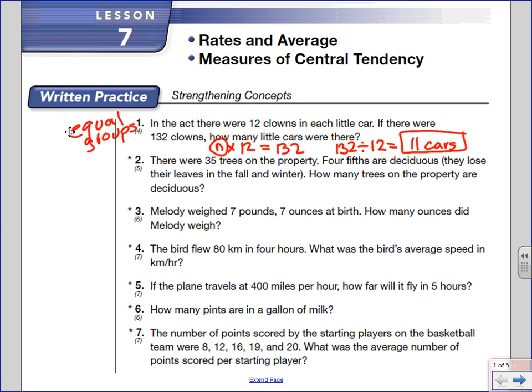Number 2 comes from lesson 5 on fractions. There were 35 trees on the property. 4/5 are deciduous. They lose their leaves in the fall and winter. How many trees on the property are deciduous? So 4/5 of 35. Of, remember, means multiply. So we have 35 total, and of those, meaning multiplied by 4/5. And when we multiply by a fraction, we multiply by the numerator. So 35 times 5, and then times 4, divided by the denominator, 5.